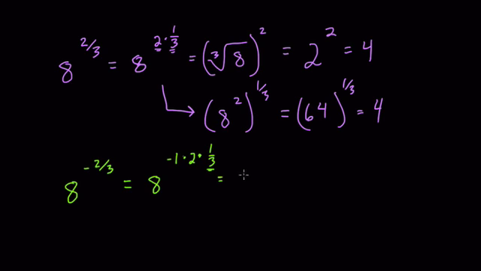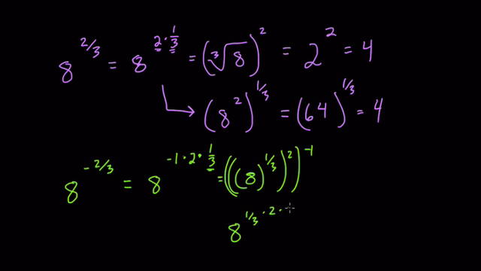So what am I going to do here? I'm going to start with a third. So I'm going to find the third root of 8. And then what am I going to do? Well, then I'm going to square it. And then I'm going to find the negative first power of that. And you don't have to write it in this way. You could write it as 8 to the 1/3, and then just put squared and negative first, like this. Whatever format helps you.